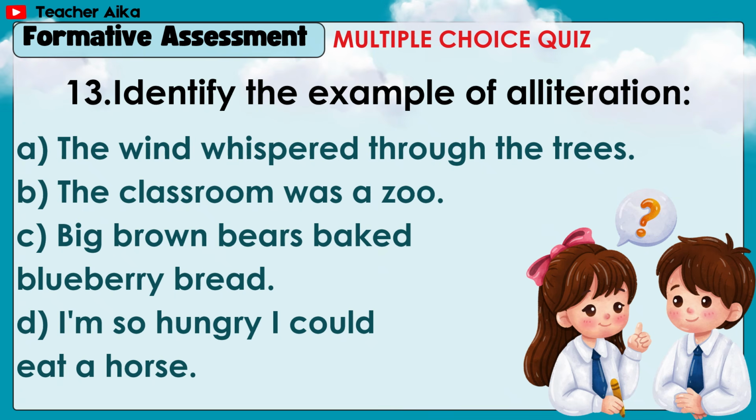Number 13. Identify the example of alliteration. A. The winds whispered through the trees. B. The classroom was a zoo. C. Big brown bears baked blueberry bread. Or D. I'm so hungry I could eat a horse. Answer: C. Big brown bears baked blueberry bread.